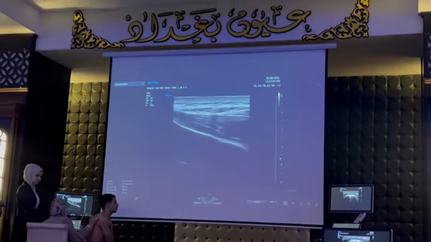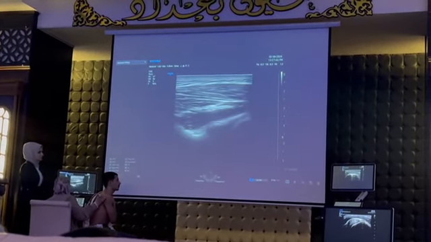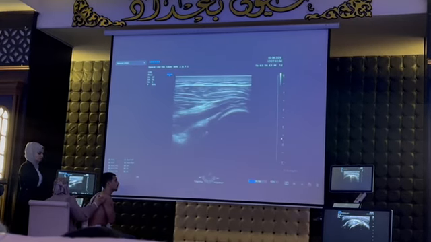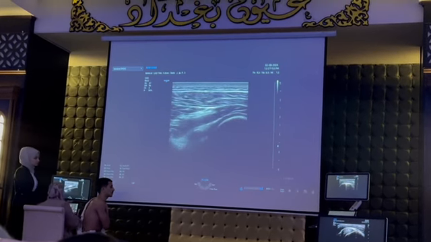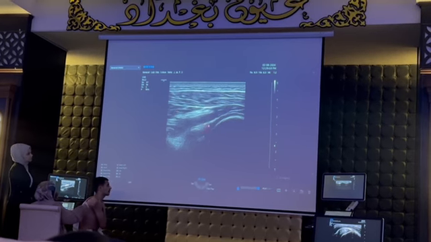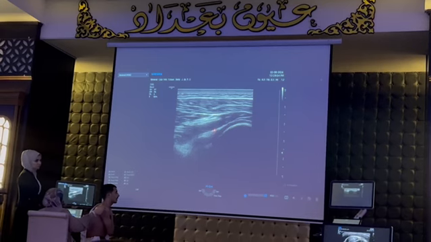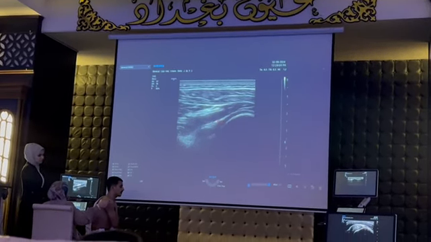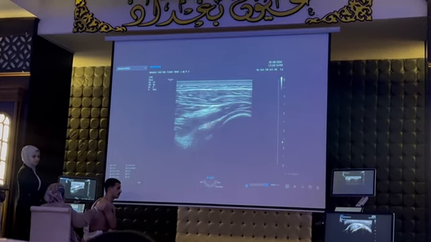So continue to examine from medial to lateral, until reaching the glenoid. You see? This is the glenoid. Hyaline cartilage, and this is the triangular fibrocartilage in front of it, which is the labrum. If there is a tear, we can only see the anterior and superior part. Other types of tear can be seen only by MRI.